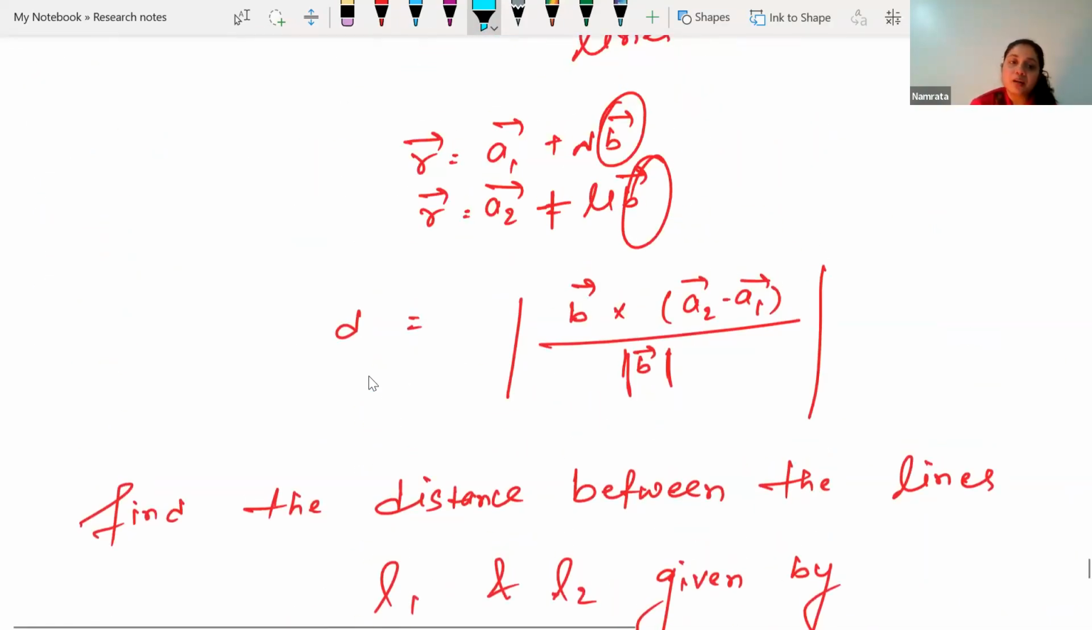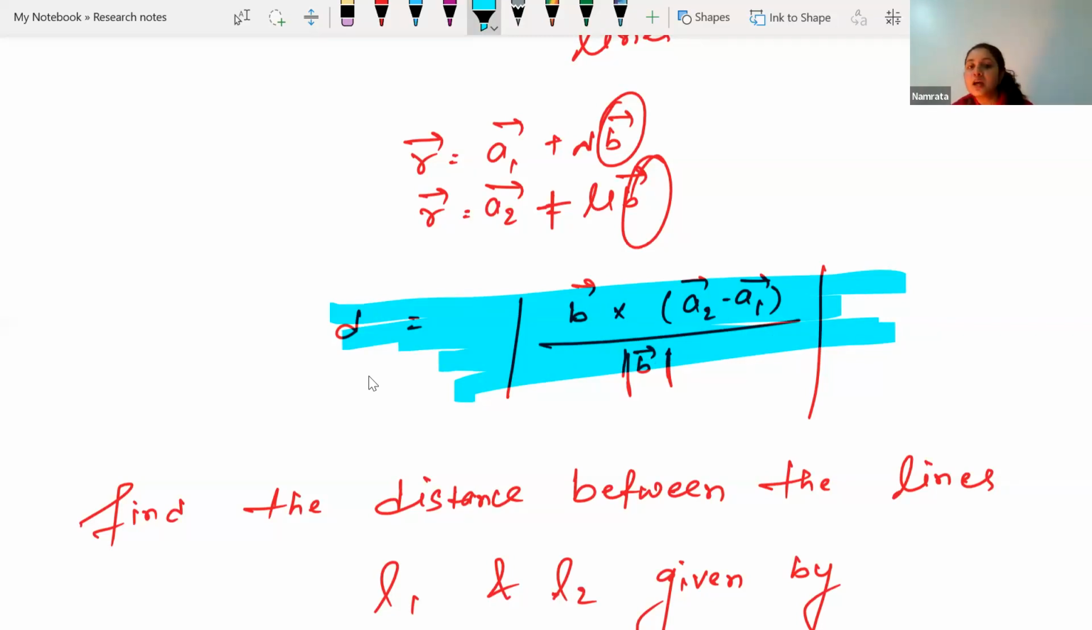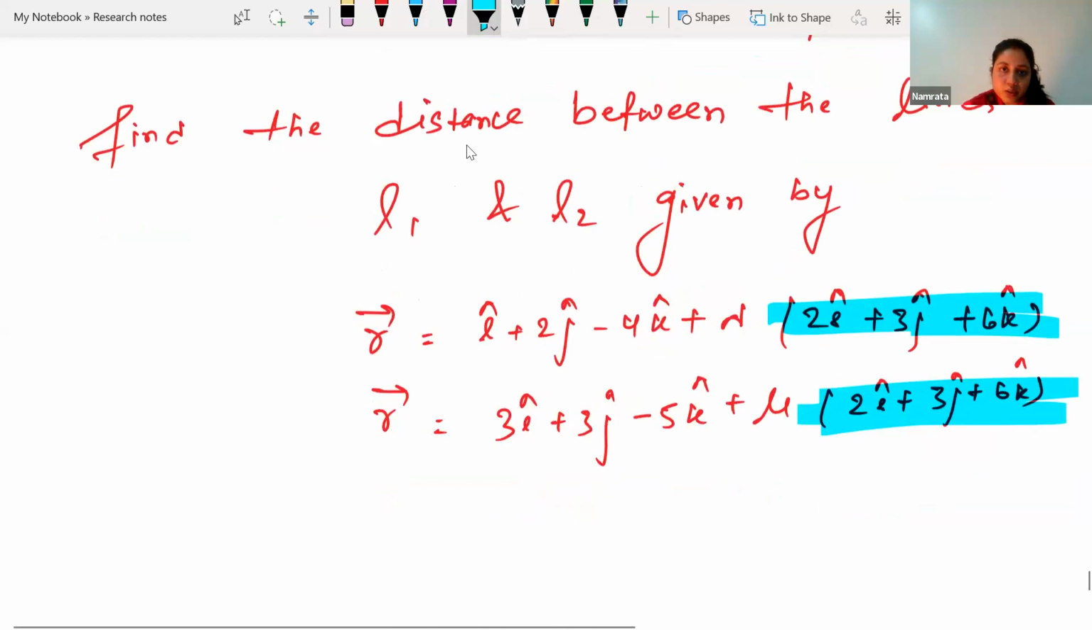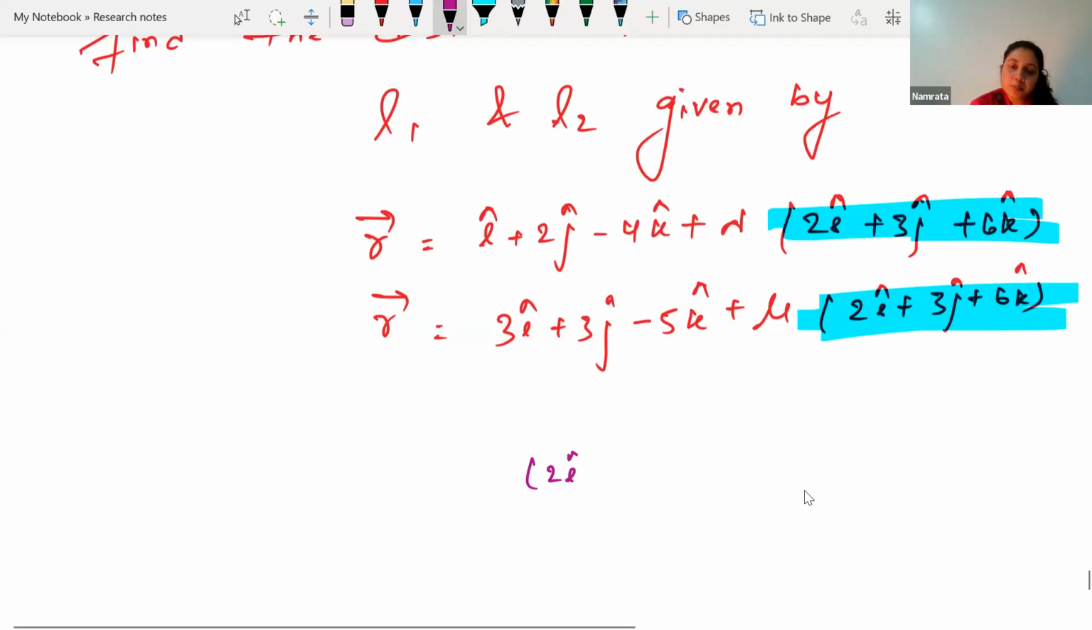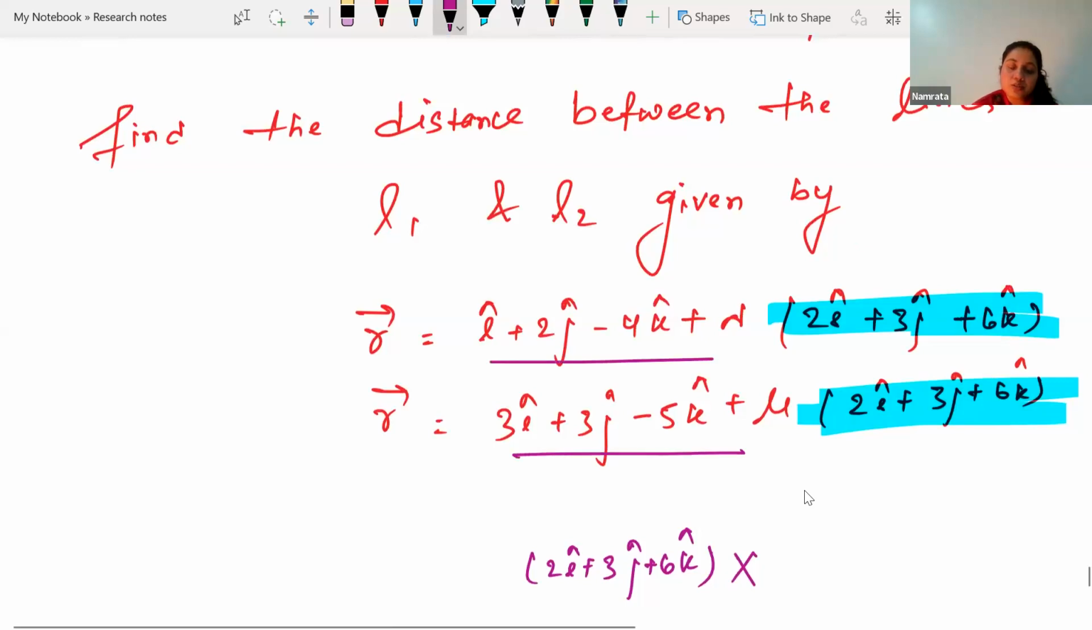What is the formula for parallel lines? I have written it here just now, when you were solving b1 cross b2 and a2 minus a1. It is just like the previous formula, with a little modification. We will write vector b cross (a2 minus a1). What is our vector b? Our vector b is 2i plus 3j plus 6k. This one is a2, this one is a1.